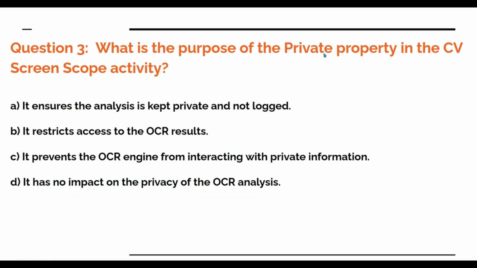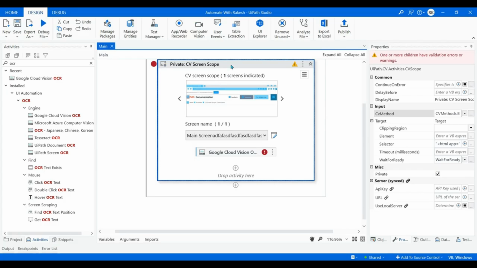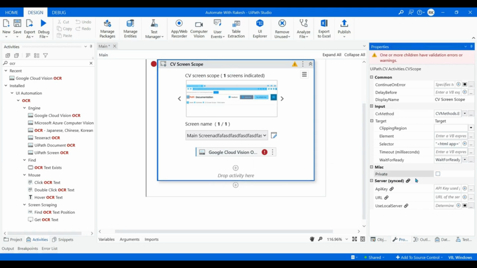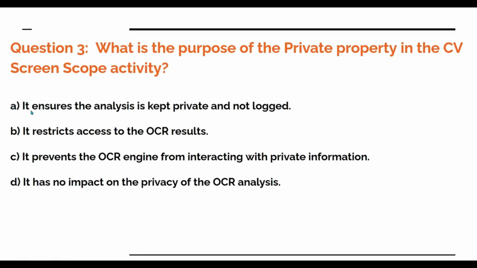Now let's see the third question. What is the purpose of the private property in the computer vision screen scope activity? So it is asking in the computer vision screen scope activity, what is the use of this private property? Do you see this private property? If I check this, what would happen? If I uncheck this, what would happen? So what is the use of private property? That is the question. Now here are the options for you. It ensures that the analysis is kept private and not logged. It restricts access to the OCR results. It prevents the OCR engine from interacting with private information.